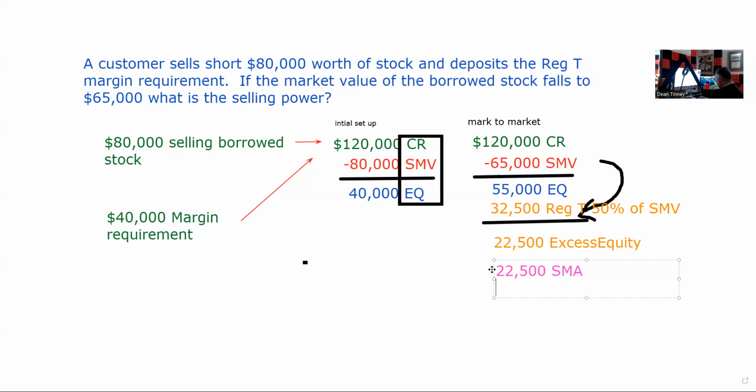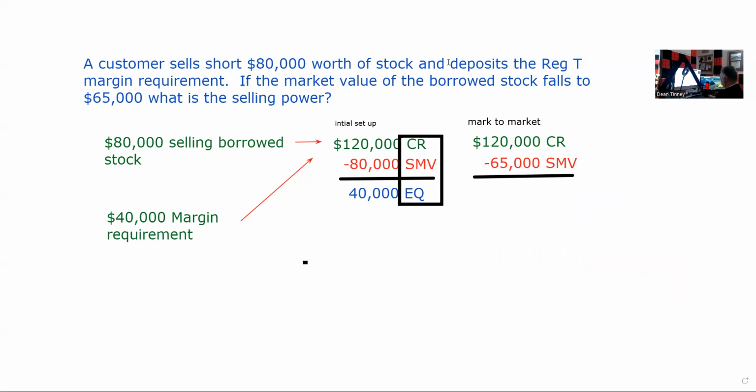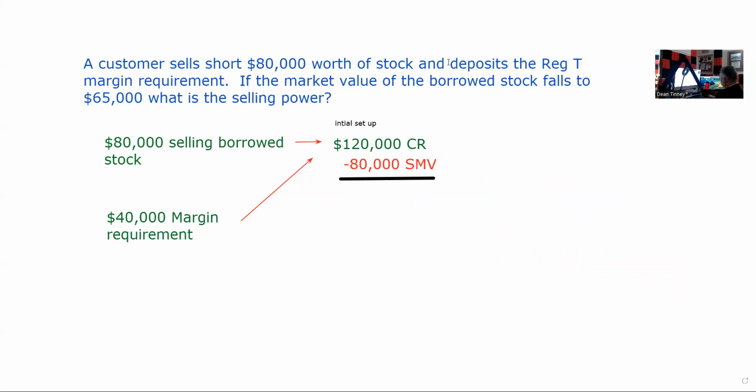And then 2 times that is going to be your selling or buying power. In this case, it's a short account, and so that's going to be your selling power. And so that would be the answer to this question. The selling power is 45,000. All right, so let's just go back, check our work here, and just a quick overview.